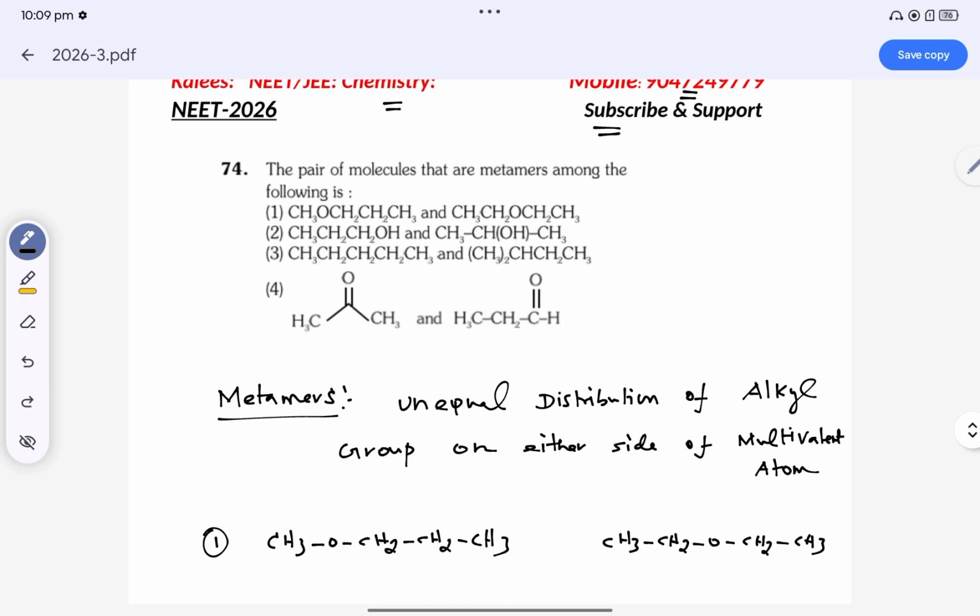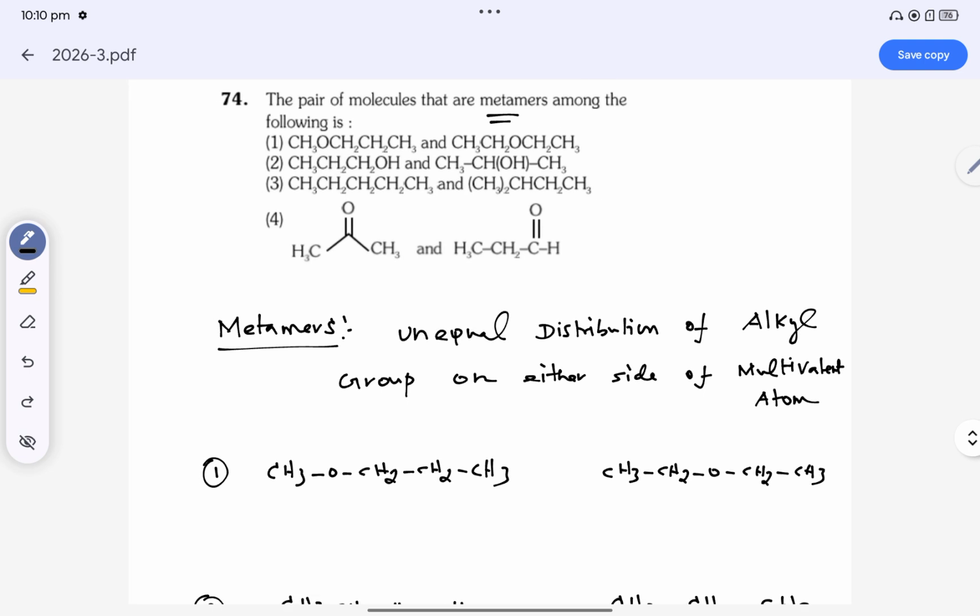Which pair of molecules are metamers? What do you mean by metamers? Metamerism is the unequal distribution of alkyl groups on either side of a multivalent atom. What do you mean by multivalent atom? Oxygen can be taken, nitrogen can be taken. Those are multivalent atoms. On either side of the oxygen atom or the nitrogen atom, you may have different alkyl groups, and it gives rise to metamers. We will discuss one by one.